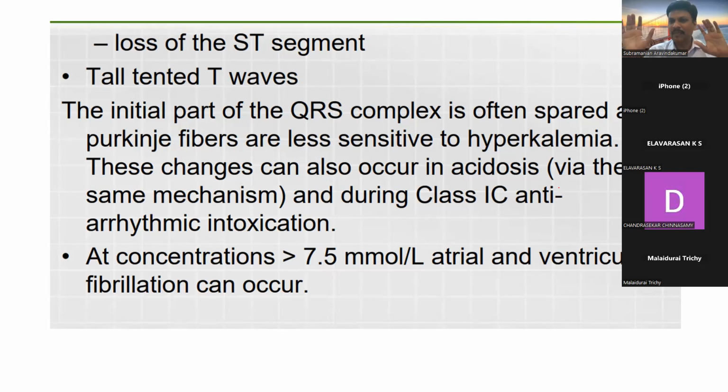Generally, up to 5.5, no ECG change occurs. Between 6 and 7, there will be a tall peaked T wave with a narrow base. It is not acute MI, it's a narrow-based, tall peaked T wave. Once it crosses 7.5, you have P wave abnormality and QRS widening. At more than 8, the ST segment and T wave are both merged together with the QRS complex, and above 9, you have the sine wave pattern.